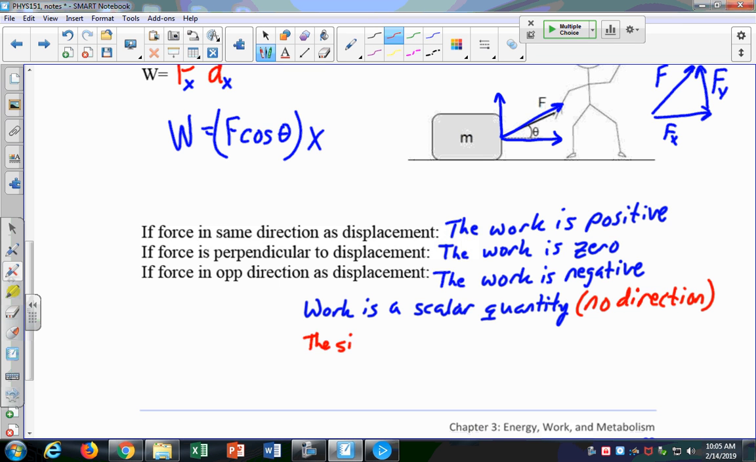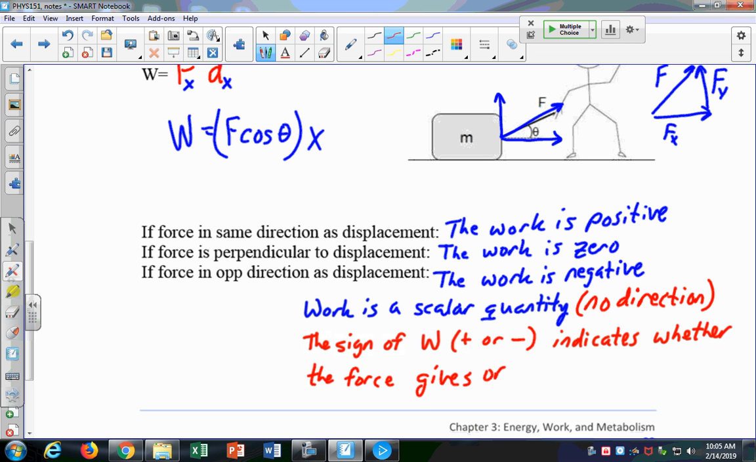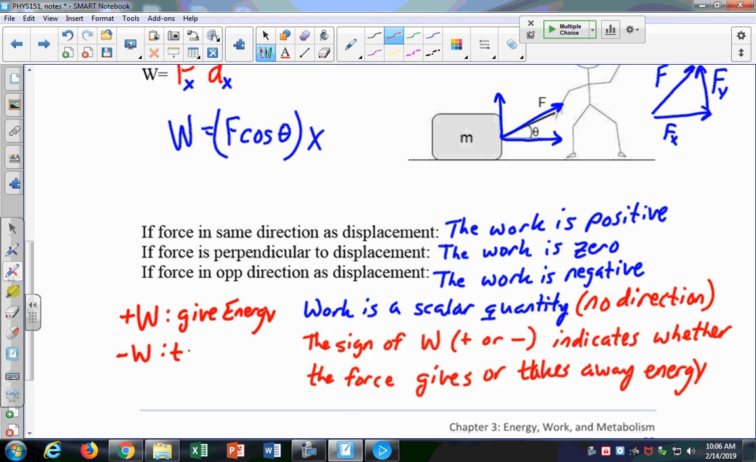So the sign of the work, whether it's plus or minus, indicates whether the force gives or takes away energy. So positive work, I'm going to give energy. Negative work, I'm going to take away energy.